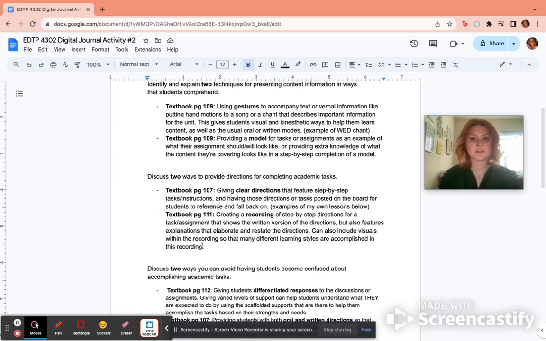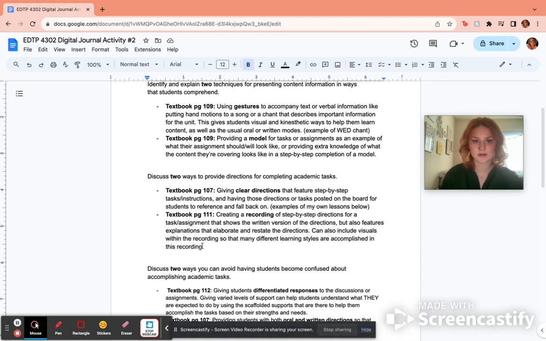This gives students both a visual and kinesthetic way to help them learn content, as well as the usual oral or written modes. So this is going to focus on achieving a bunch of different learning styles. I did this in my own classroom with our weathering, erosion, and deposition unit by giving students the chant to remember what each process does. So we did weathering breaks it, erosion takes it, and deposition drops it off. And they actually used it on their quiz, which was really cool.